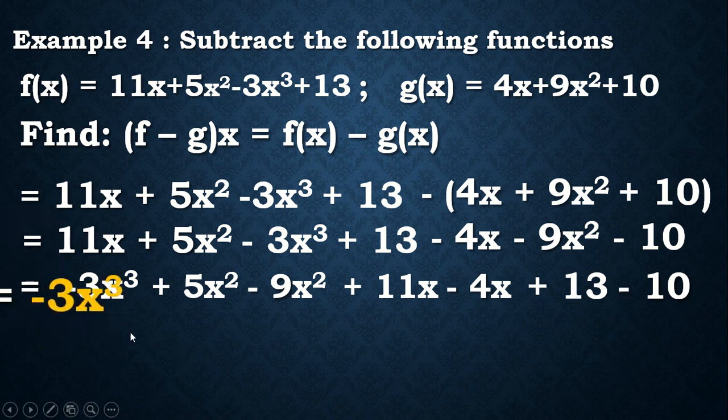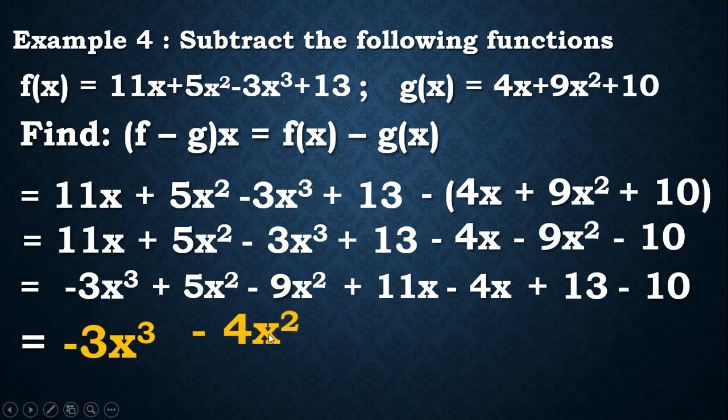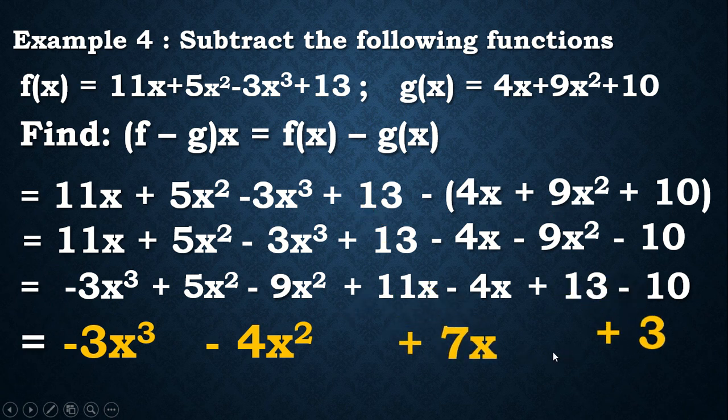Bring down negative 3x cubed. And then we have to add this. We'll have negative 4x squared. And then we have 7x. And then plus 3. So this will be our answer for example number 4: negative 3x cubed minus 4x squared plus 7x plus 3.